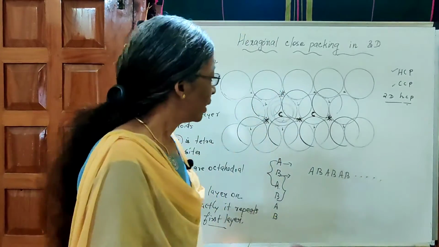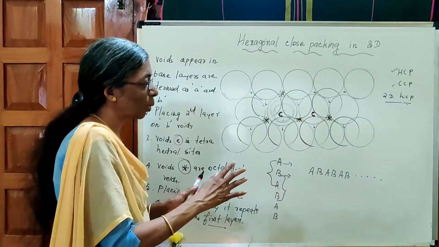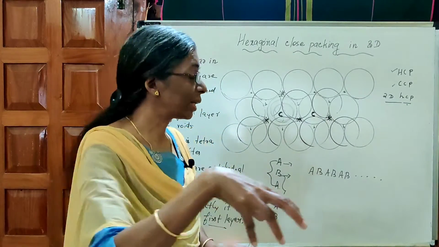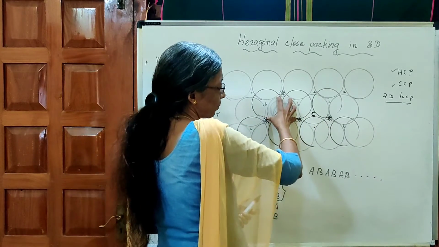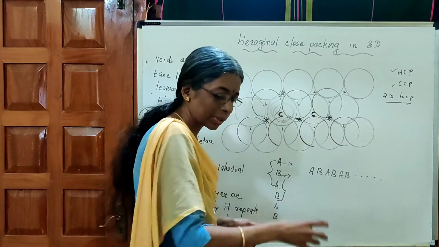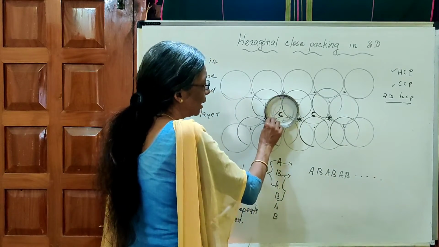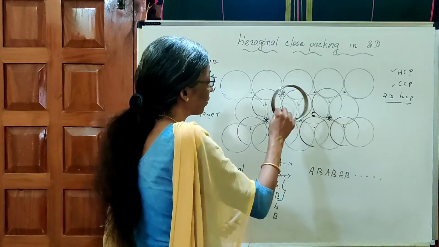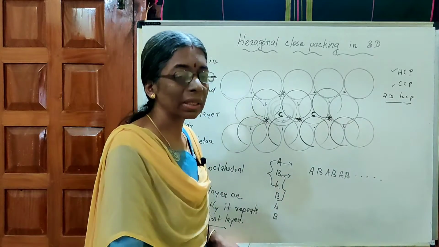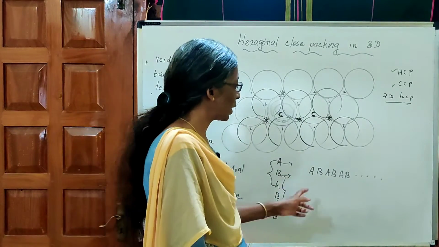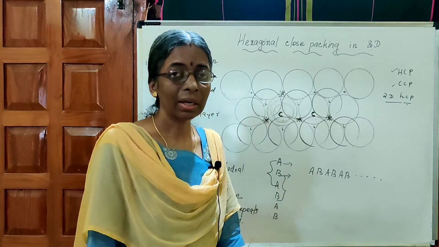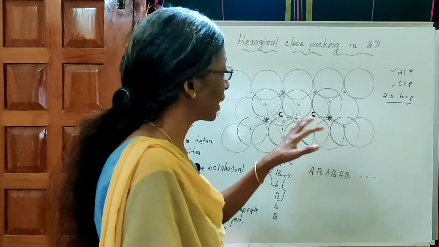Then the second layer is also over. Now the third layer, you are placing it exactly on C. So if you place the third layer exactly on C, the first layer repeats again. It repeats the first layer itself. So this type of arrangement is called AB, AB, AB. This is the hexagonal close packing.